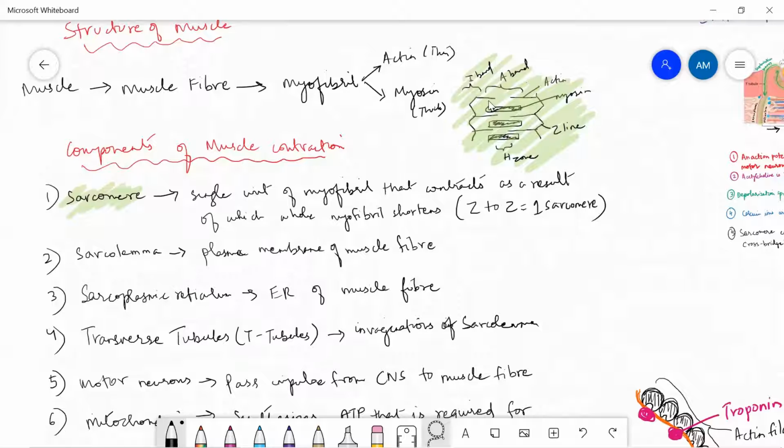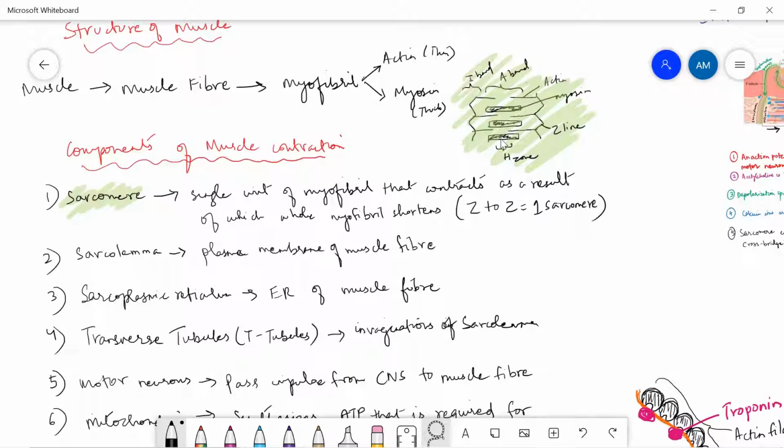You can also see that the I band comprises of actin filaments mainly, and the A band comprises of myosin and actin filaments overlapping them. The H zone is the middle region of the myosin, which only contains the myosin tails.